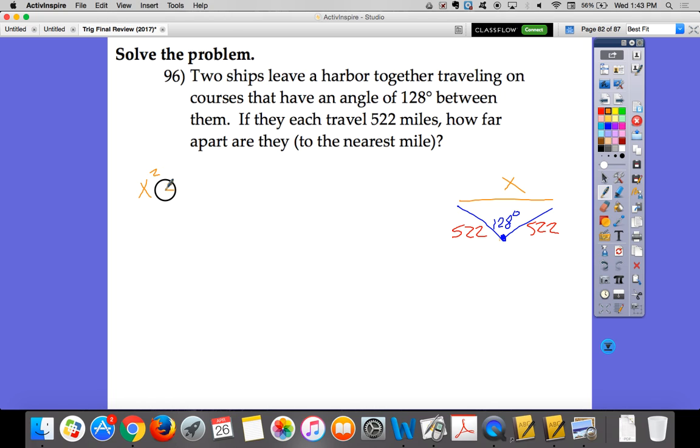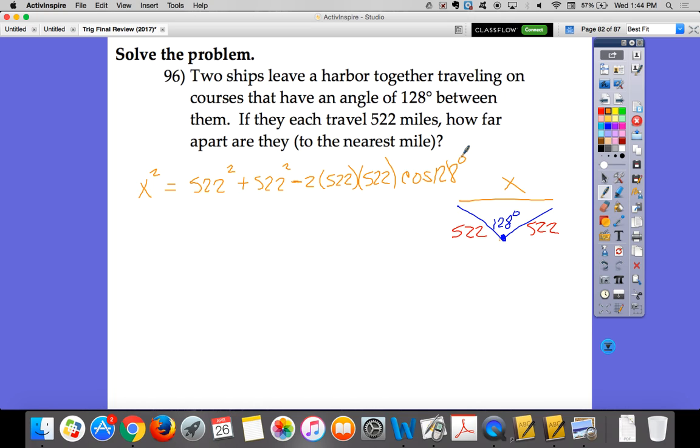x squared equals 522 squared plus 522 squared minus 2 times 522 times 522, or you could have just been kind of facetious and done 522 squared again, cosine of 128. So it's just a matter of typing it in. Yes, it's going to be large. Expect something large. 522 squared, and then cosine of 128.